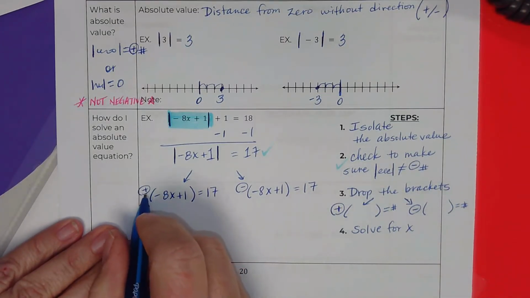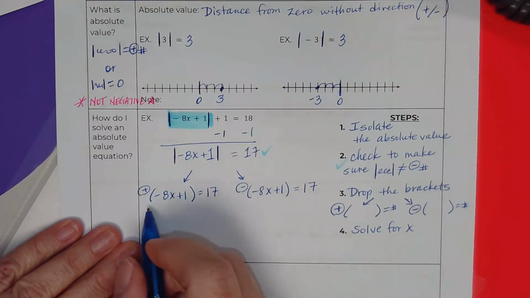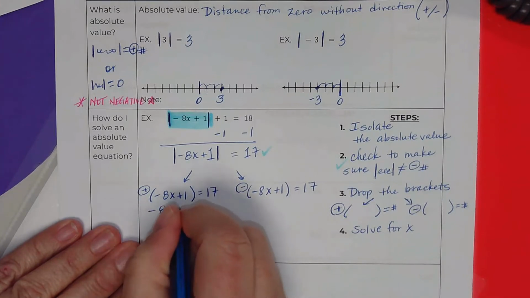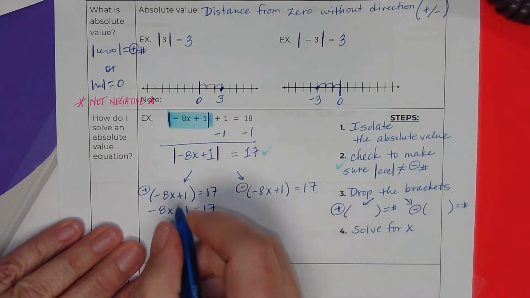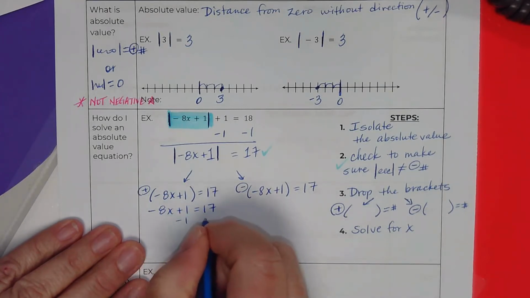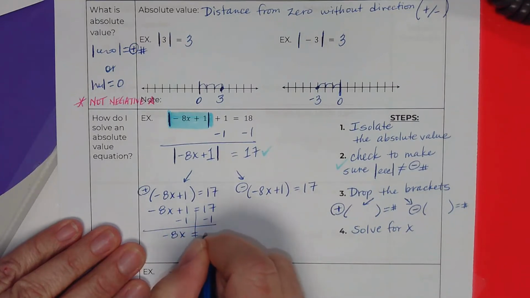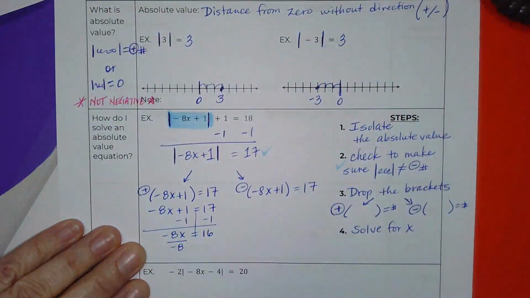If I have a positive 1 out here and I distribute in, I don't change anything. I can just take these parentheses off. To solve for x, I subtract 1, which gives me negative 8x equals 16. I divide by negative 8.